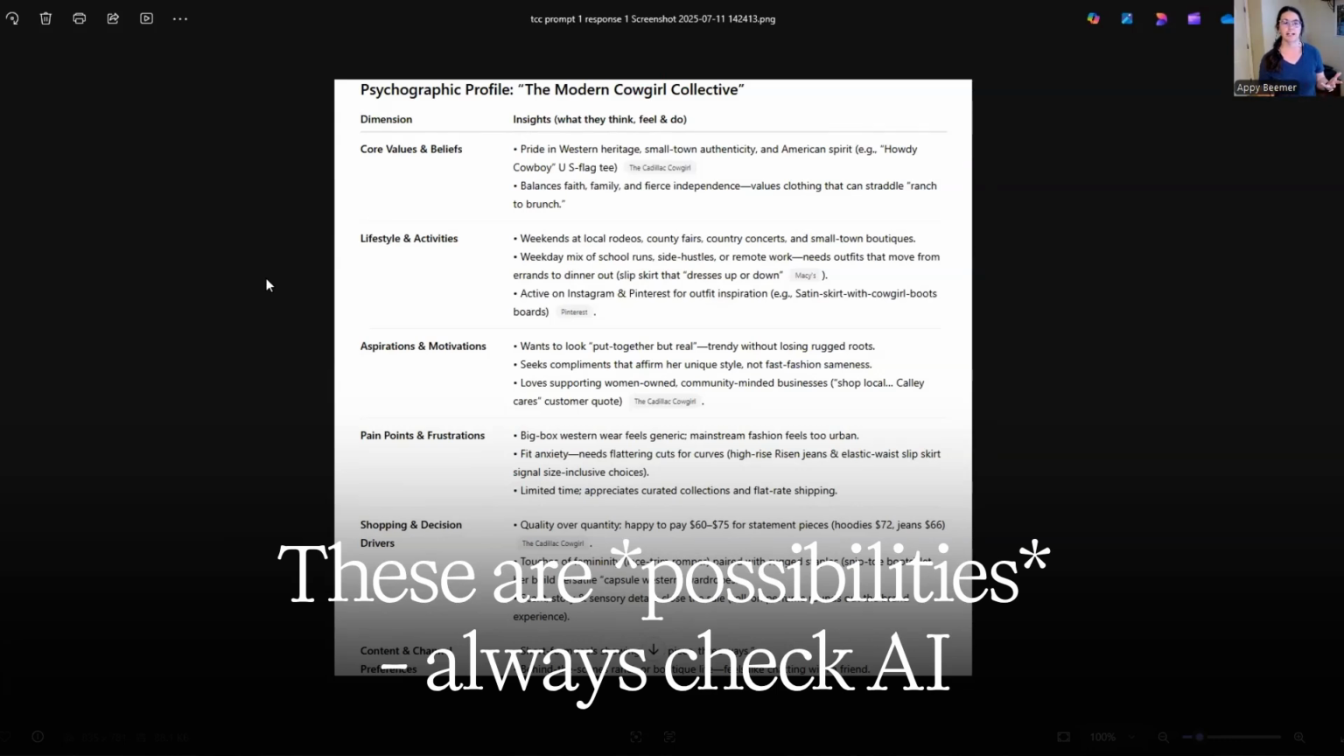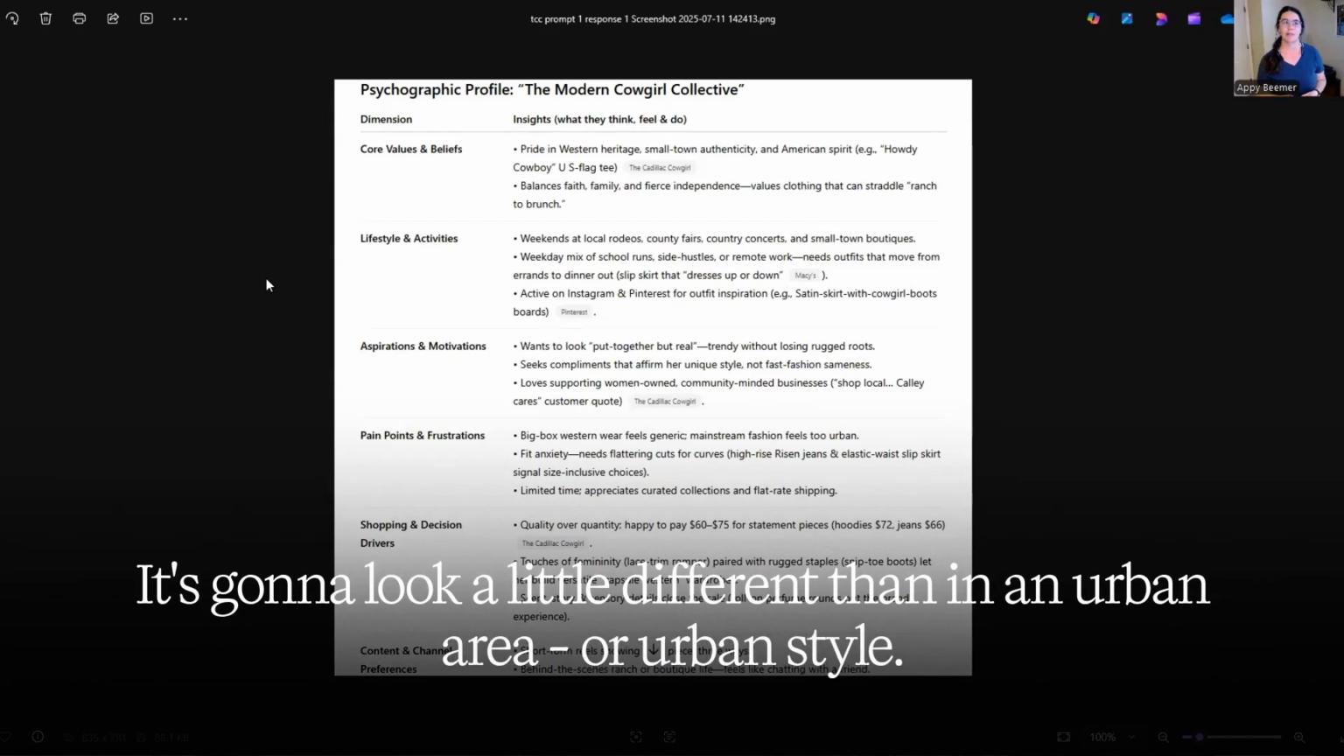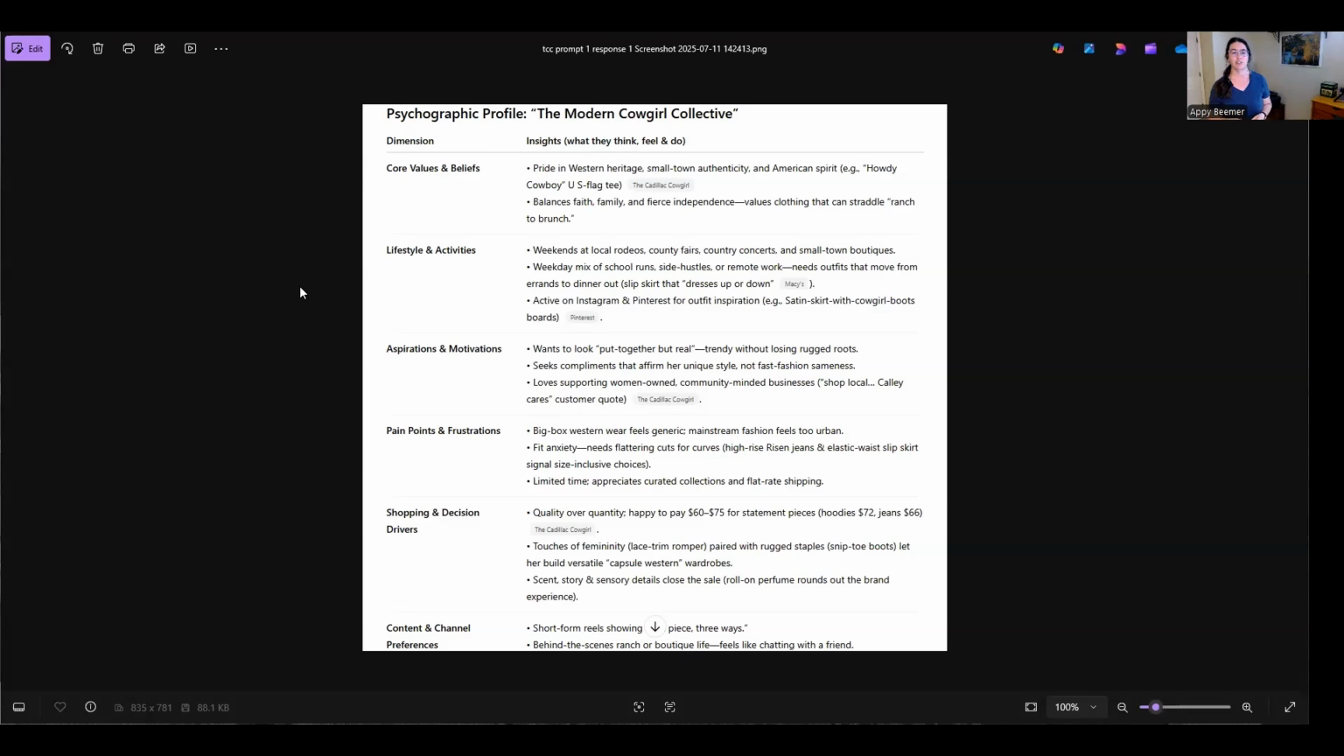These are the kinds of aspirations and motivations. Maybe they want to look put together, but real, trendy, but it's going to look a little different maybe than in a more urban area. What are they frustrated with? What's going to help them make a decision? What are their preferences? And these things can help as we're thinking about our products and our descriptions that we're putting on our website, to make sure that we're responding to these needs that people have.